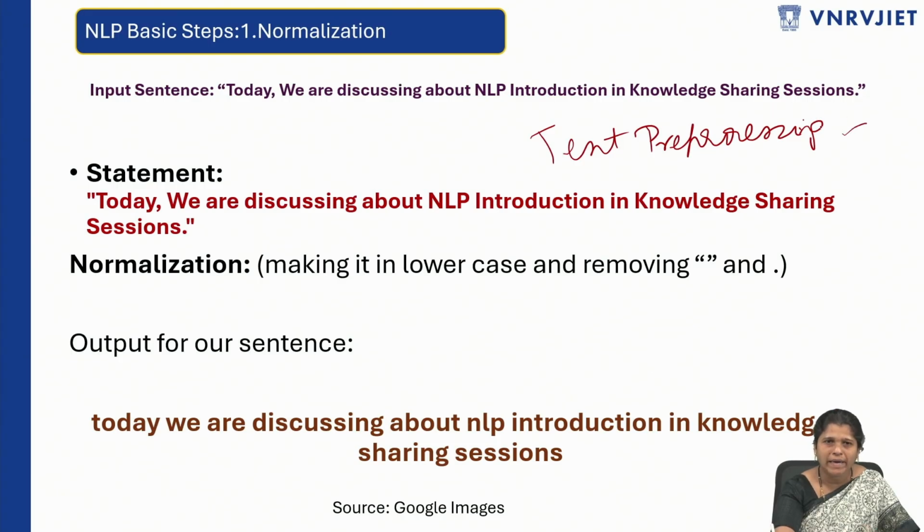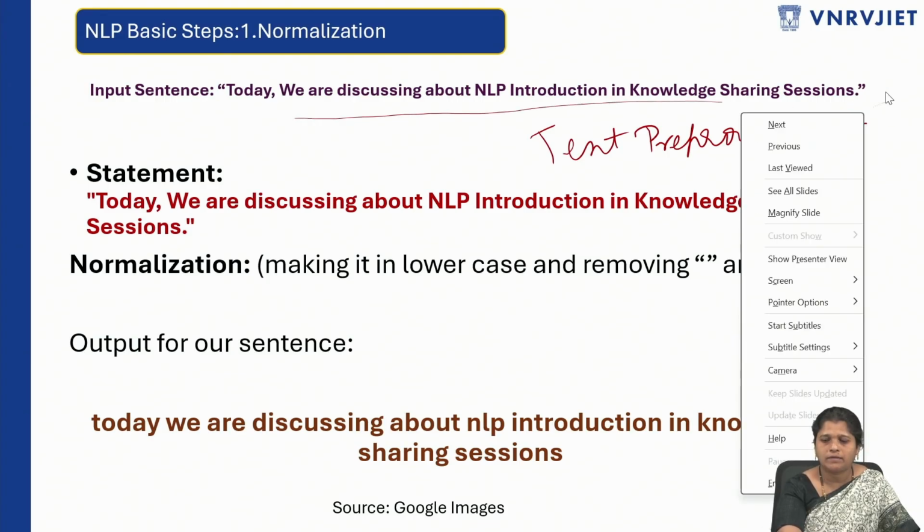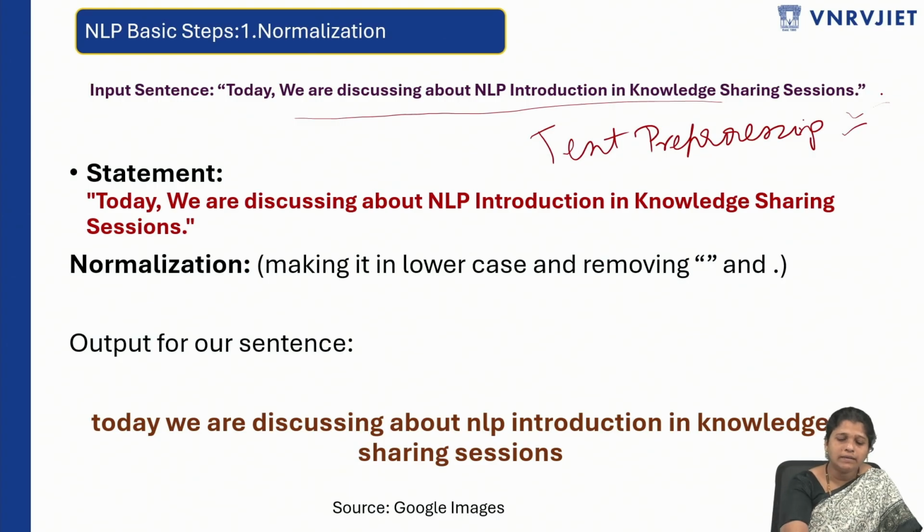In the basic steps, we will be covering normalization, stemming, stop word removal, lemmatization, and tokenization. Suppose I have taken a very brief example as an input sentence: we are discussing NLP introduction in knowledge sharing sessions of this. So this is my input sentence. For this, how does the normalization take place?